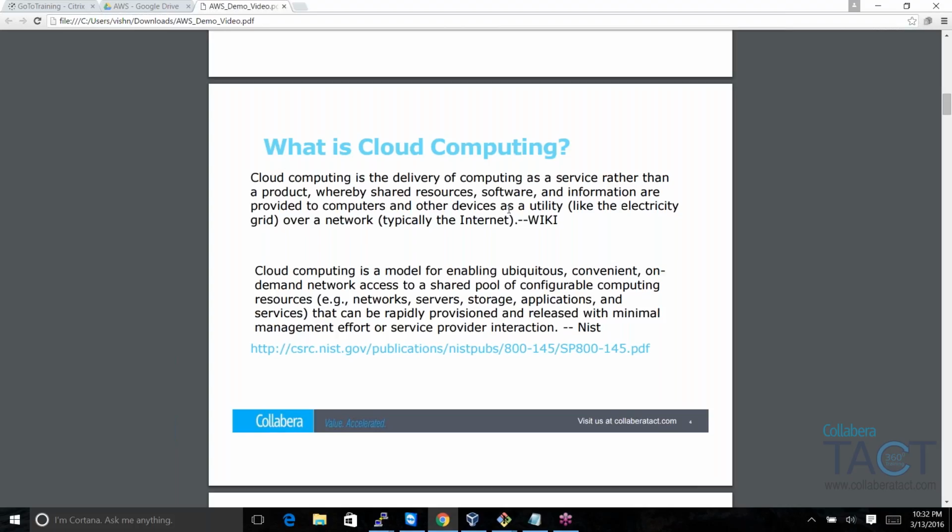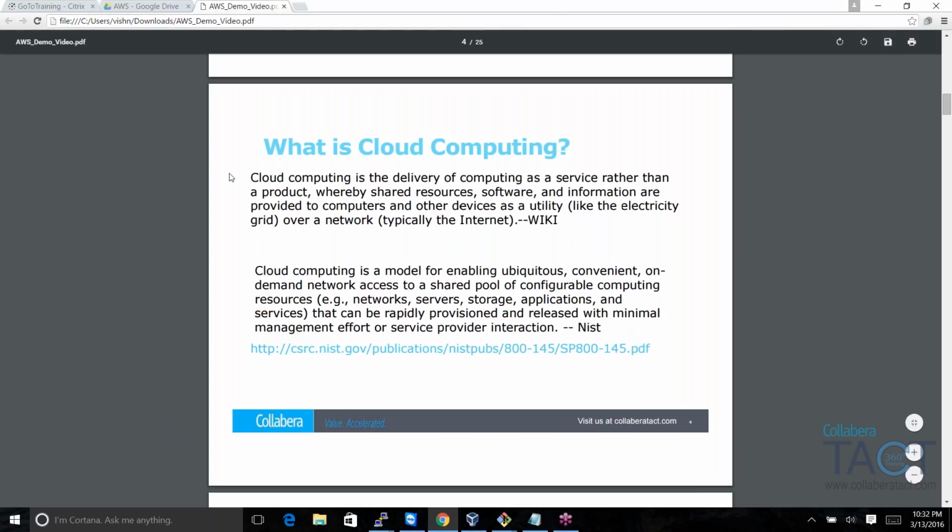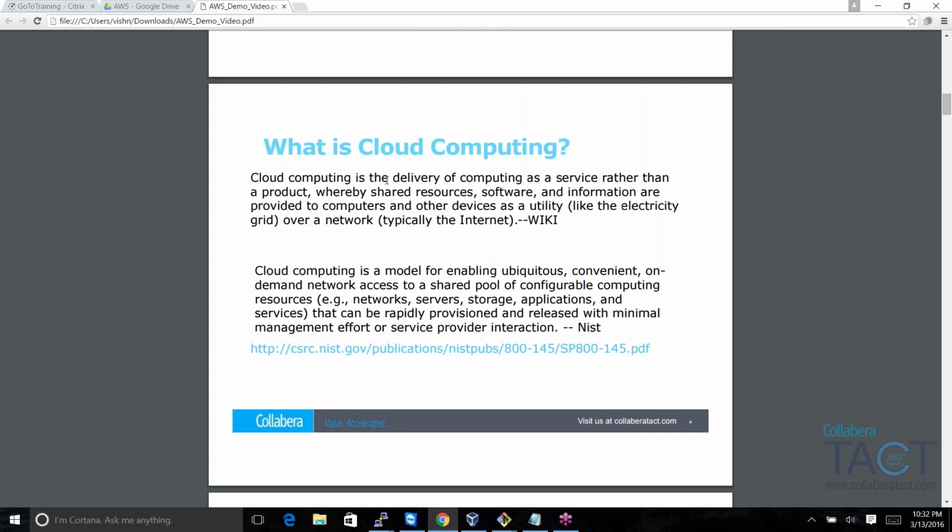That means if you need a server, you don't need to buy a server. Normally, in a normal world, what do you do? If you need a server, or a laptop, or a database, you are going to buy hardware and then install the required software on it. So basically you are buying a product. But in cloud computing, you are not going to buy a product. You're going to buy a service. That is what it says: delivery of computing as a service rather than a product. So this line is very, very important. That is the gist of what cloud computing is.